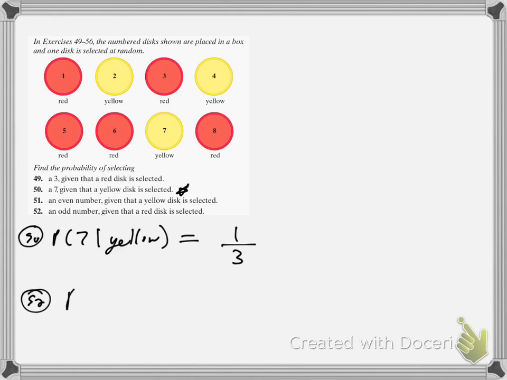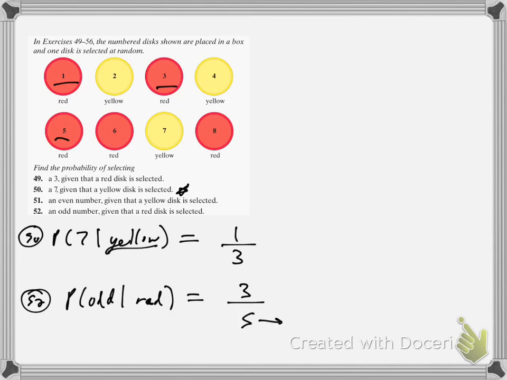Probability that it's an odd number given that it's red. Okay, so my denominator is going to become, how many reds are there? 1, 2, 3, 4, 5. How many of them are odd numbers? Well, the 1, the 3, and the 5. There's 3 of them. So a 3 in 5 chance that if I know it's red, then it's an odd number. So it's just the red is the condition, that's the denominator.